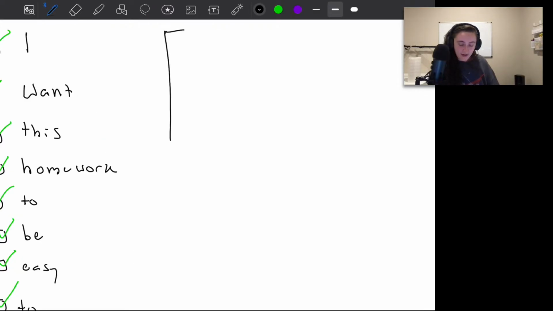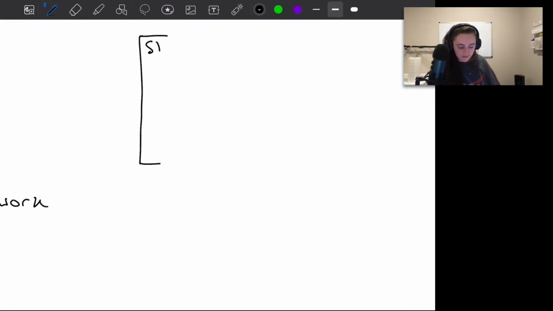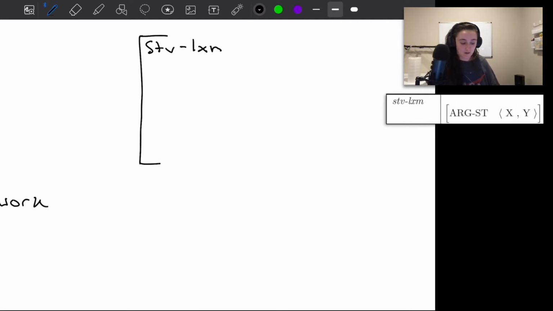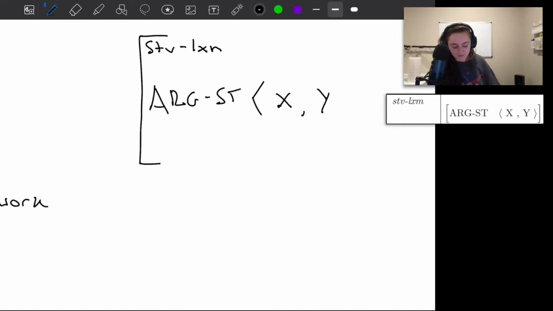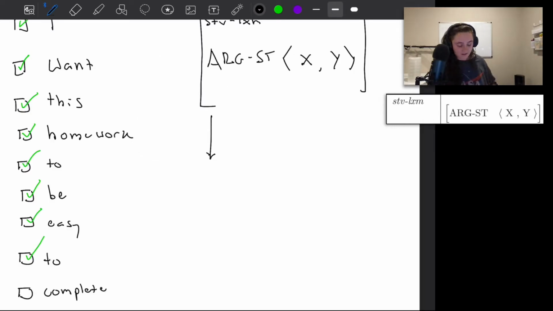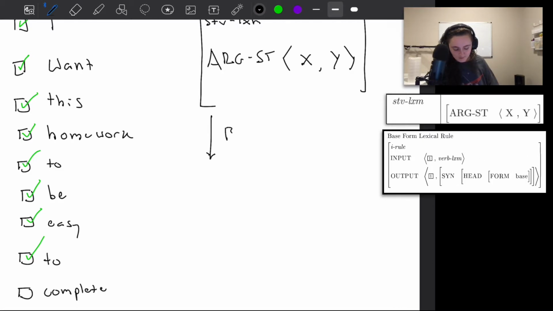Then the last word we have is "complete." So in this case, "complete" is a strict transitive lexeme, as in "I complete this homework." Technically that means that there are two things on the argument structure that are both head nominal, but I'm just going to put X and Y right now, just for simplicity. And because we know that this is going to be the complement of infinitival "to," we want it to be form base, so we're going to send it through the base form lexical rule.